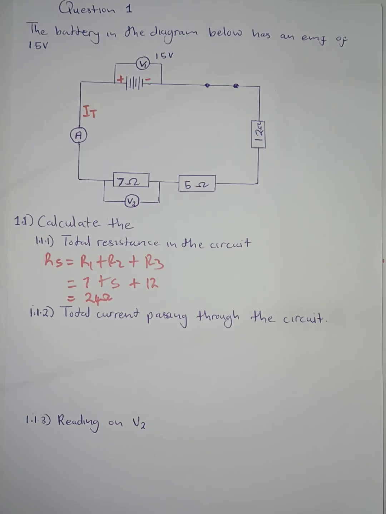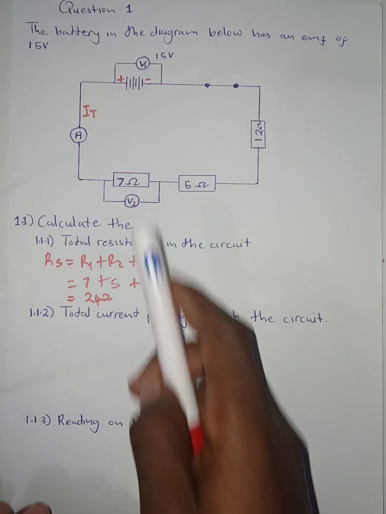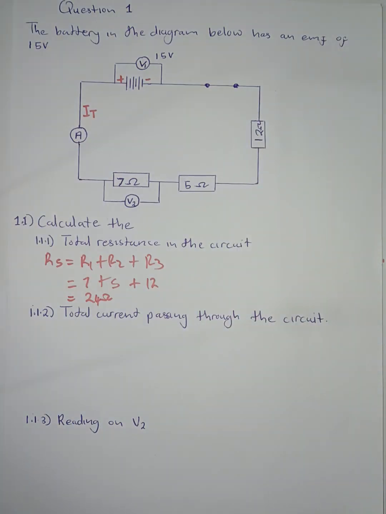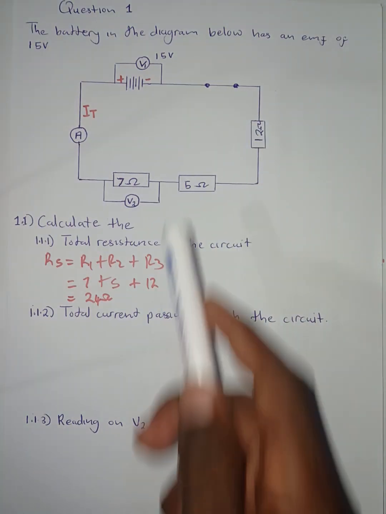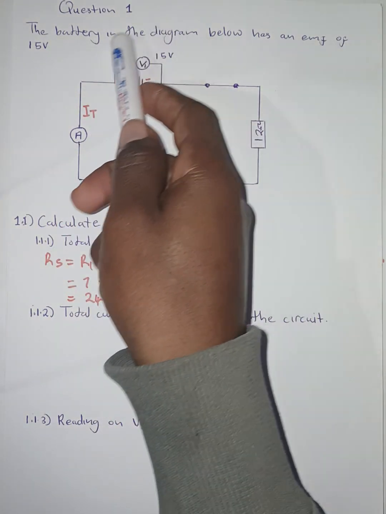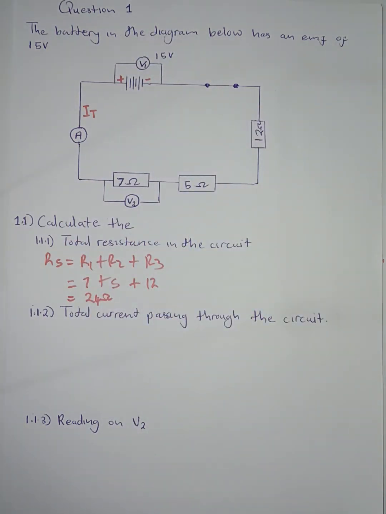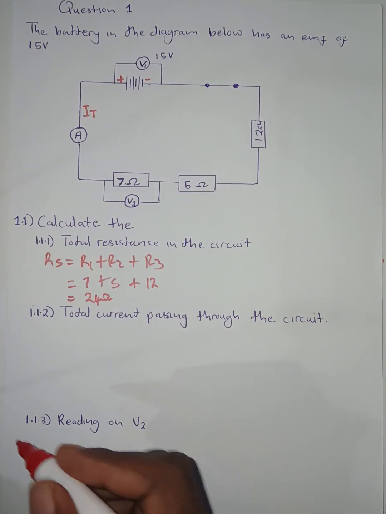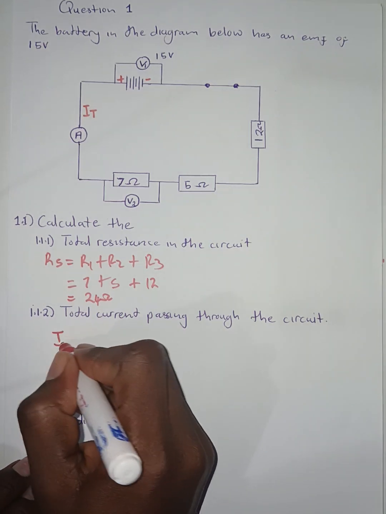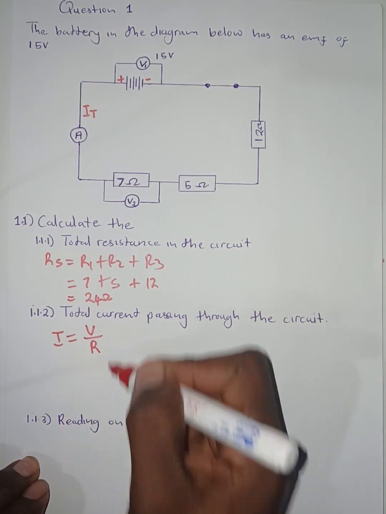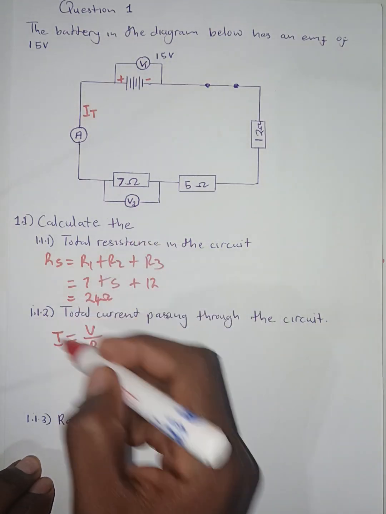Now they say to calculate the total current passing through the circuit. So they want the total current that is passing through our circuit. To calculate that, remember they gave us the voltage across our battery, right? We know there is a formula, Ohm's law formula, which says I is equal to V over R. Remember they want the total current.